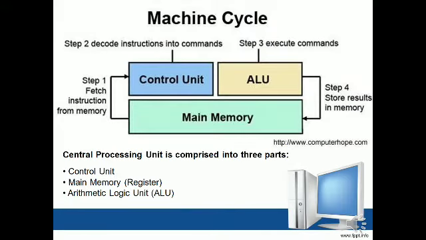Machine cycle. Step 1. Fetch instructions from memory. Step 2, decode instructions into commands, the control unit. Step 3, execute commands, the ALU. And step 4, store results in memory. The central processing unit is comprised of three parts: 1, the control unit, 2, the main memory or the registers, and 3, the arithmetic logic unit or the ALU.